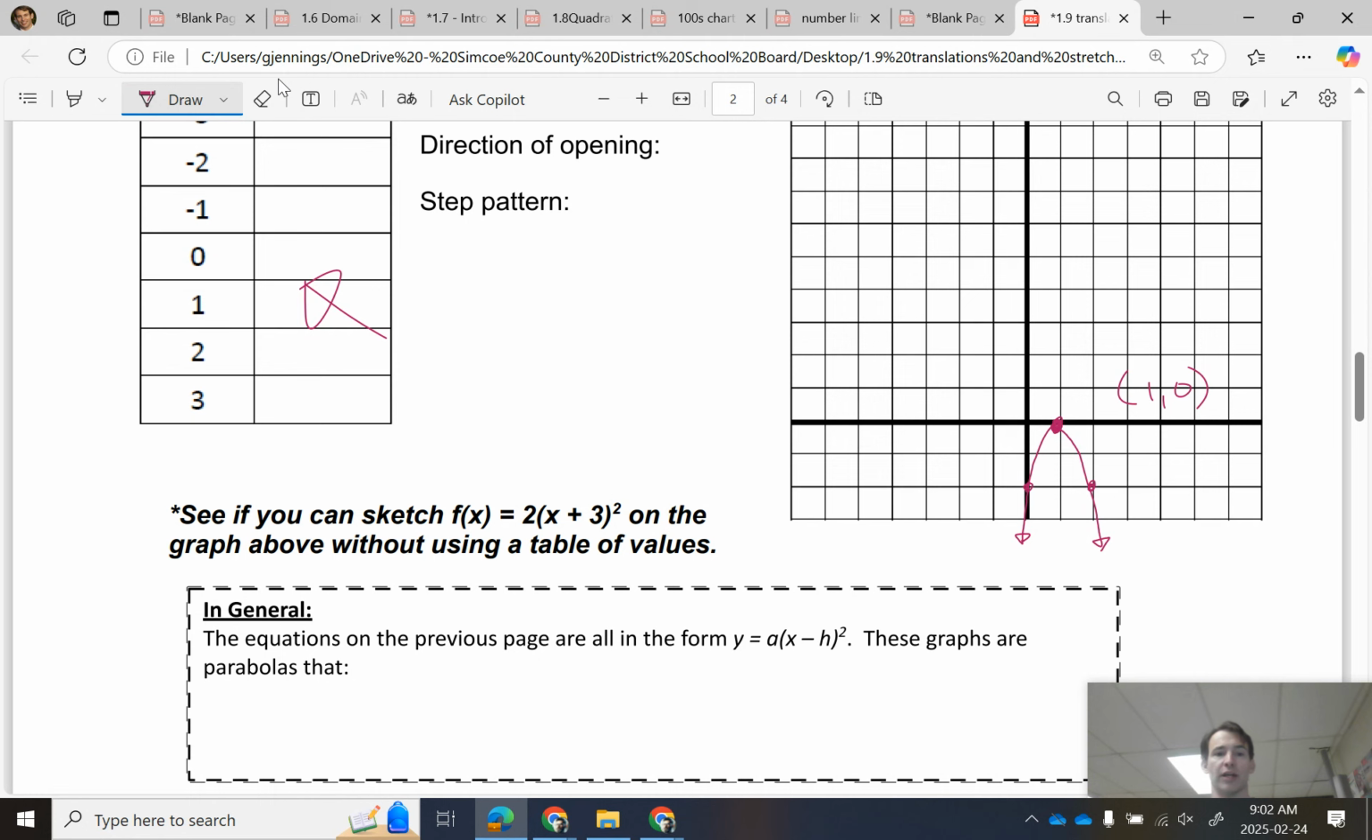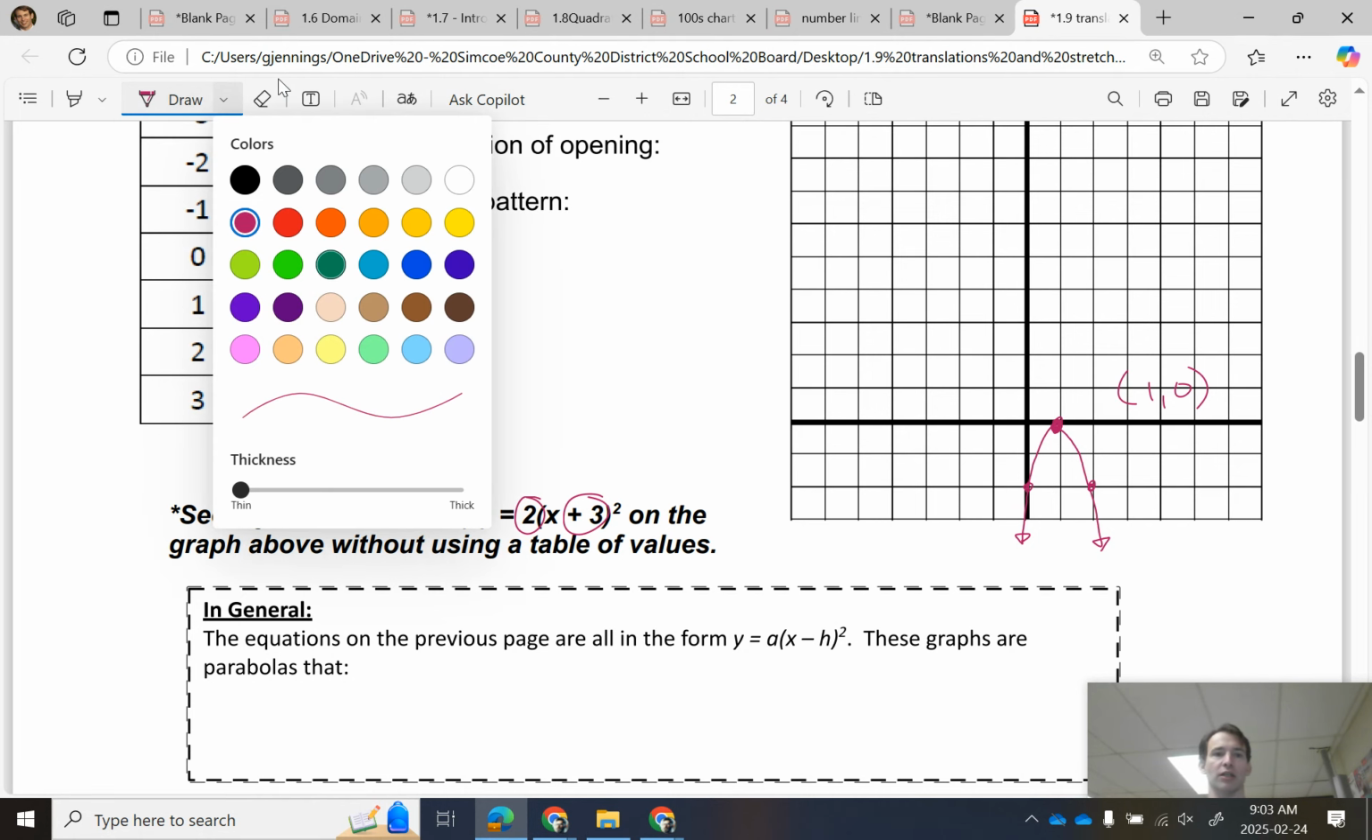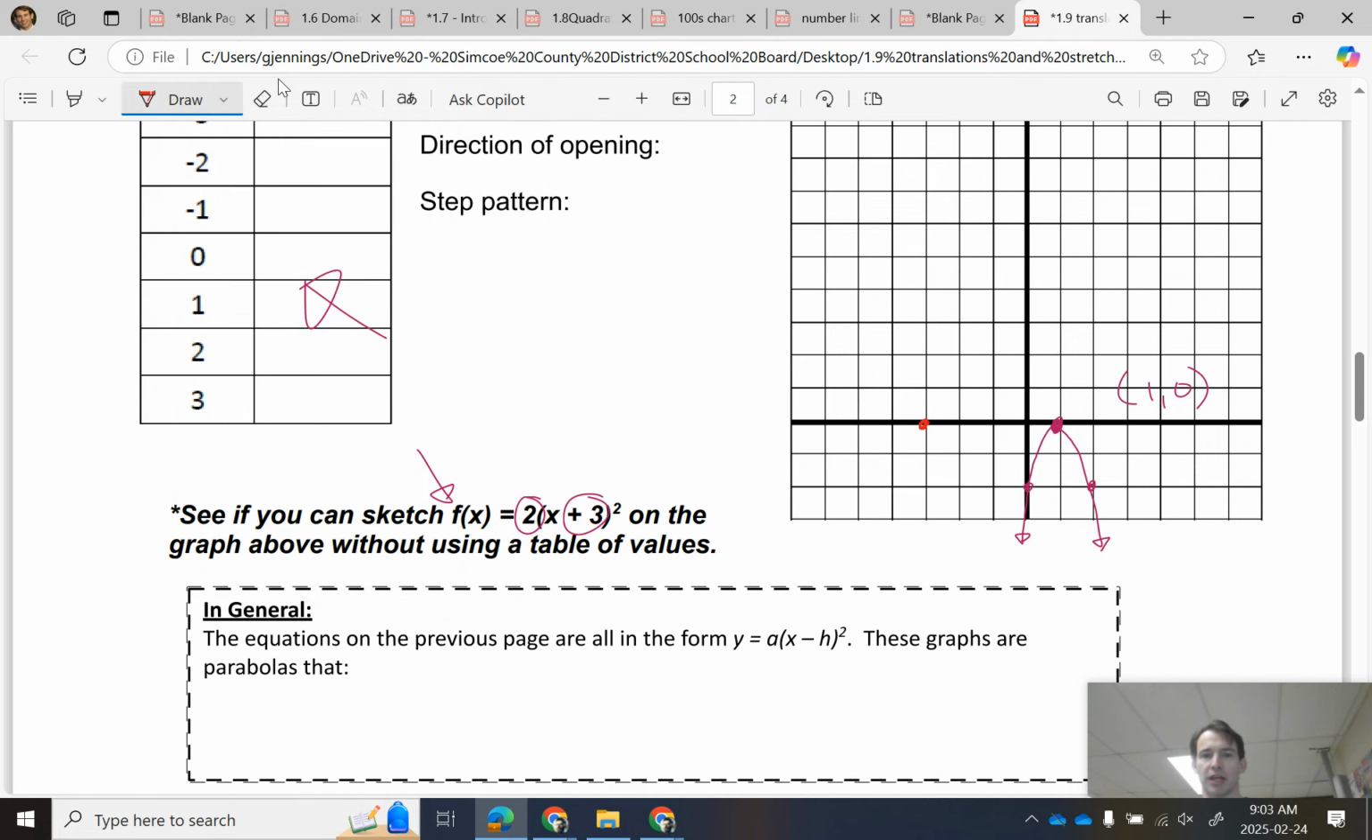Now, let's do this question. f of x is equal to 2 times (x plus 3) squared. What will that one look like? Where's its vertex? Is this number or this number giving us information about its vertex? The second one. So where do we find the vertex here? If that's a plus 3. That's correct. Let's do this one in red. Minus 3, 0. There's this one's vertex.